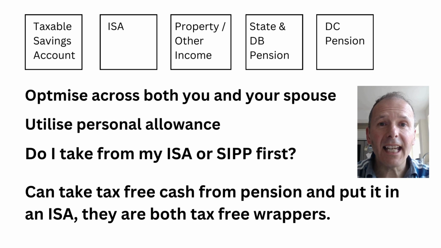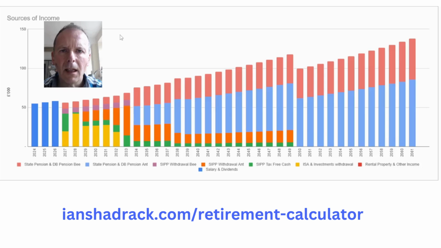And you can take tax-free cash from your pension and put it into your ISA, subject to the ISA limits every year, and they're both tax-free wrappers. You can use a retirement calculator to model your tax-free cash.